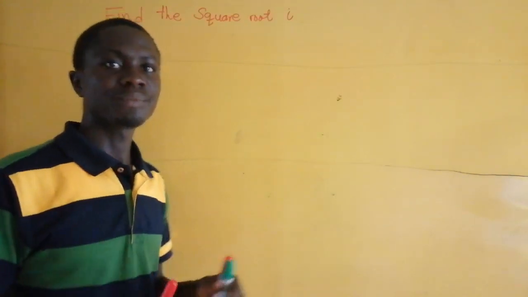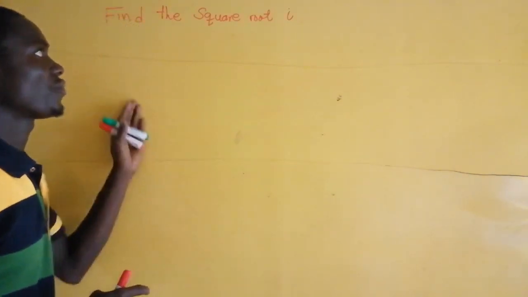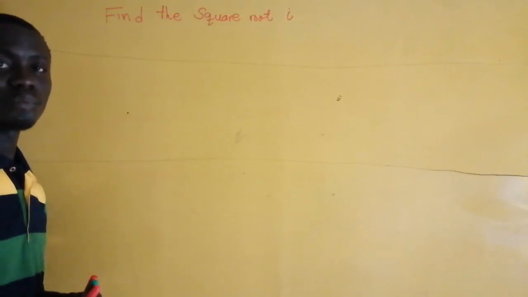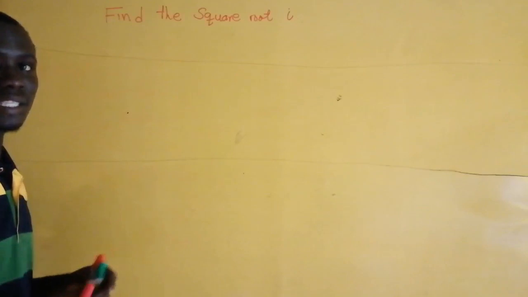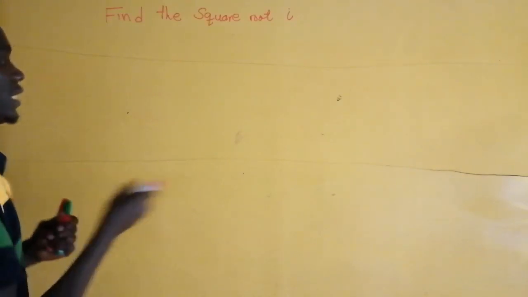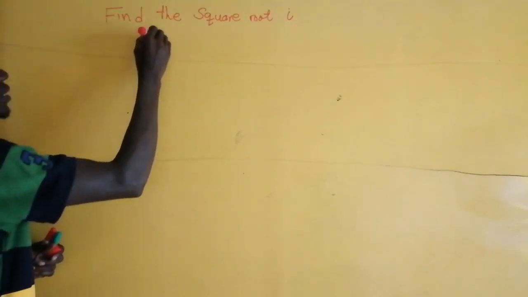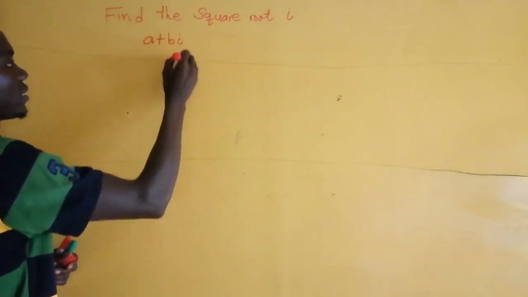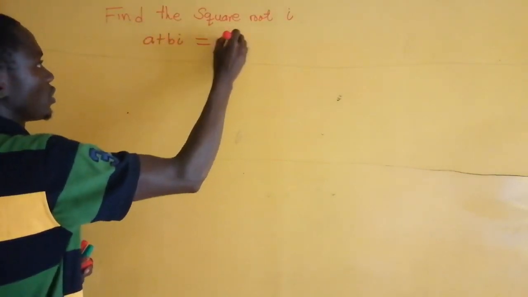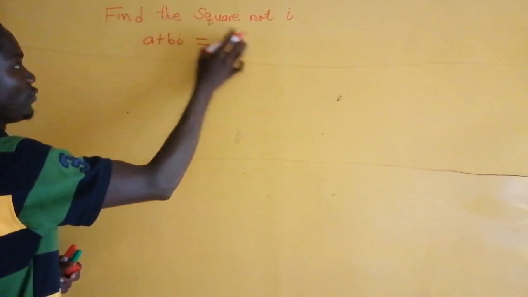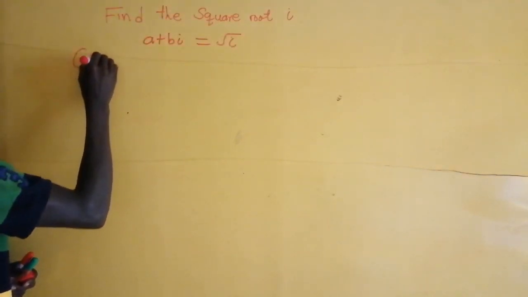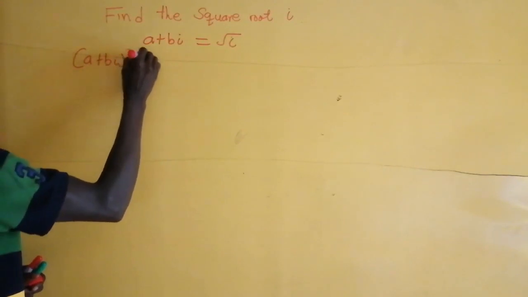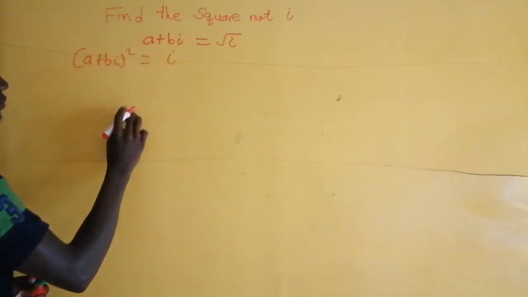In this lesson, we are going to learn how to find the square root of a given complex number. So here you should find the square root of i, where i is a complex number. Now, let us assume that a plus bi is equal to the square root of i. Then if we square both sides, we are going to have (a plus bi) squared equal to i.